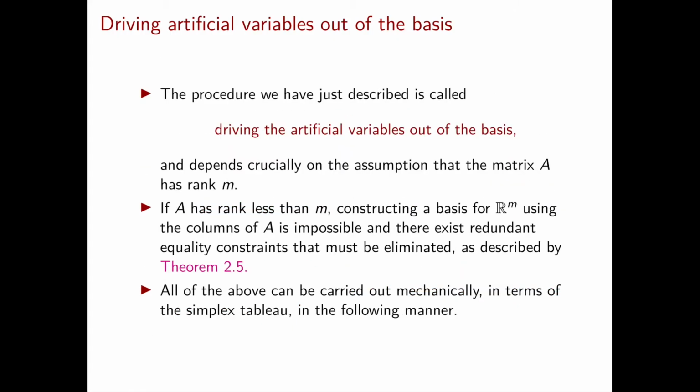The procedure that we just described is called driving the artificial variables out of the basis, for obvious reasons. And in this discussion, we used the assumption that the matrix A has rank M. On the other hand, if A has rank strictly smaller than M, then not only this construction will not work, but no construction can work. In fact, it's clear that there are no m linearly independent columns of A. Therefore, there cannot be any basis at all that uses only columns of A.